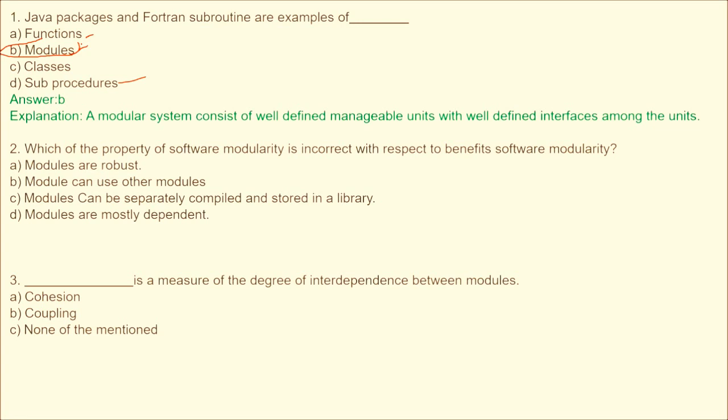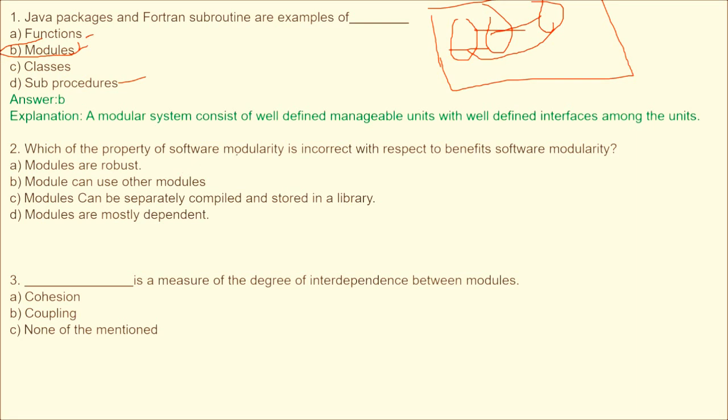So a modular system consists of well-defined manageable units with well-defined interfaces among the units. You can assume an interface as you have manageable units and the interfacing between these units.